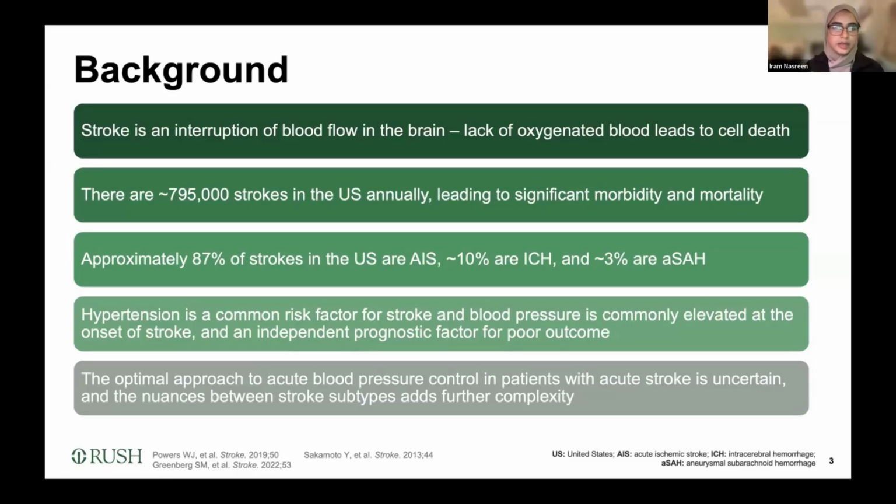For both ischemic and hemorrhagic strokes, hypertension is a common risk factor, and blood pressure is commonly elevated at the onset of stroke, and it can be an independent prognostic factor for poor outcomes. Although we know this, the optimal approach to acute blood pressure management in this patient population is uncertain, and the nuances between different stroke subtypes add further complexity.